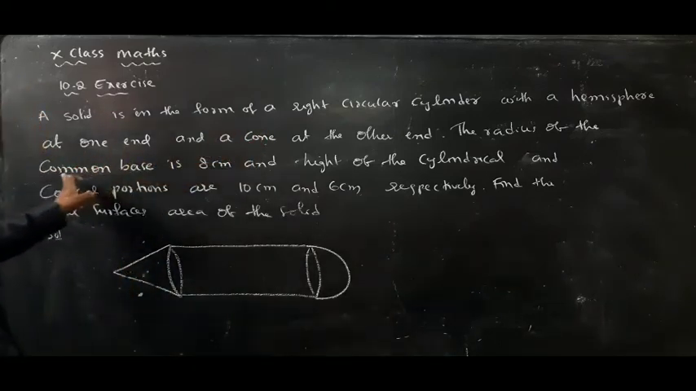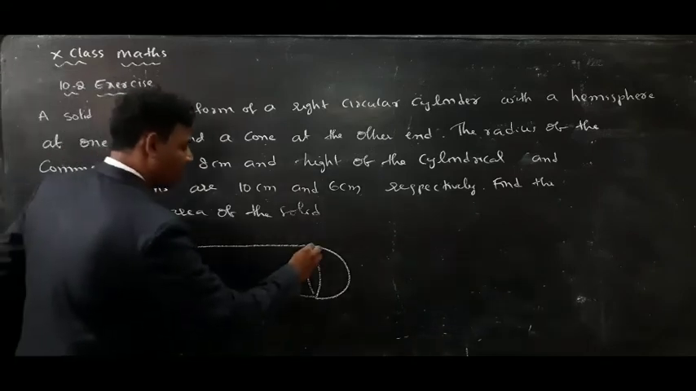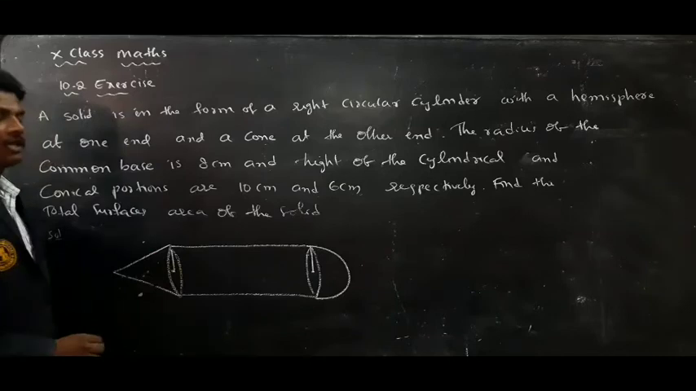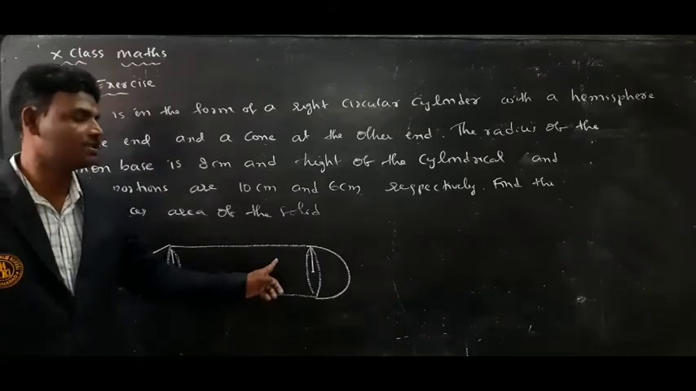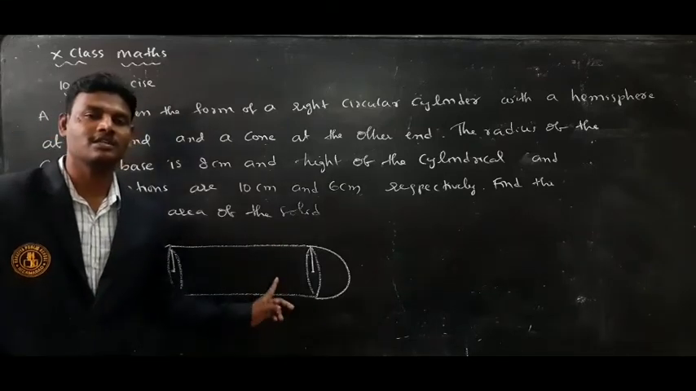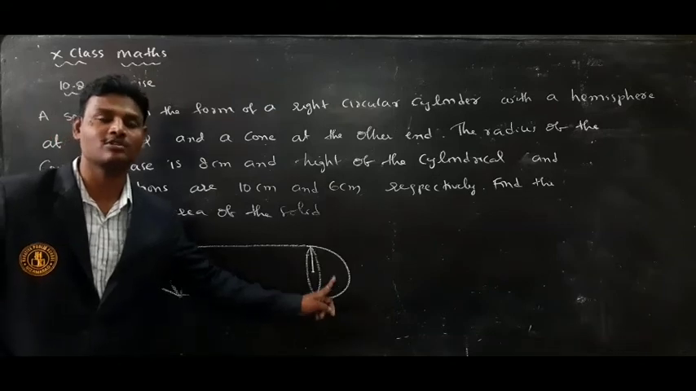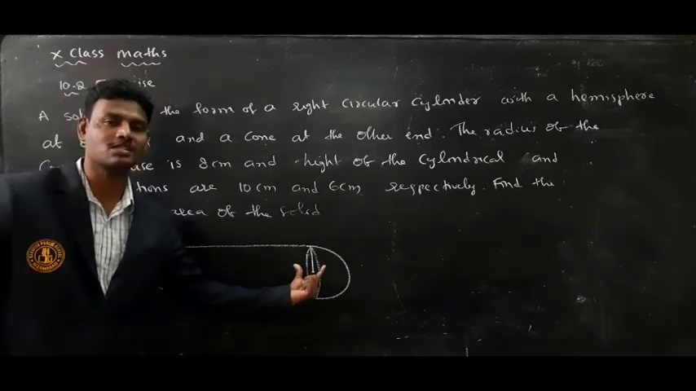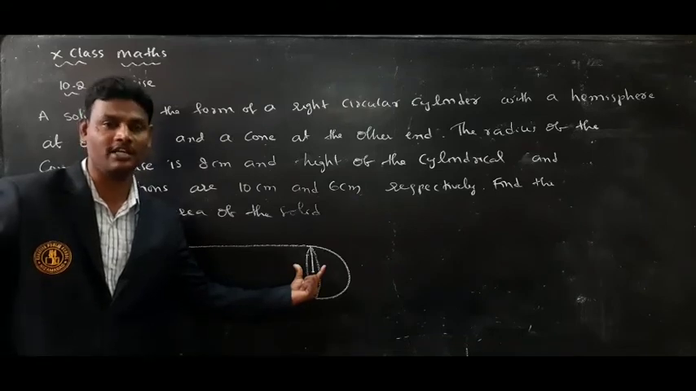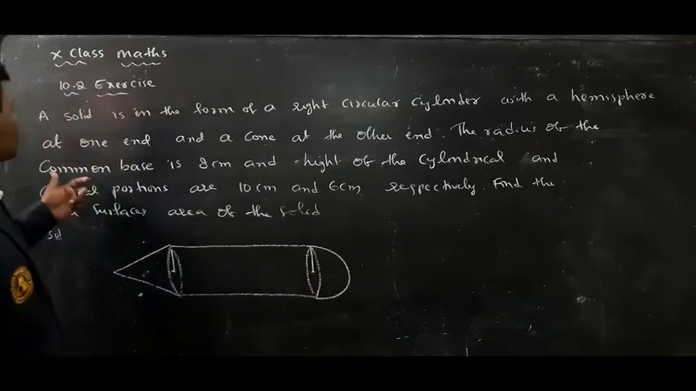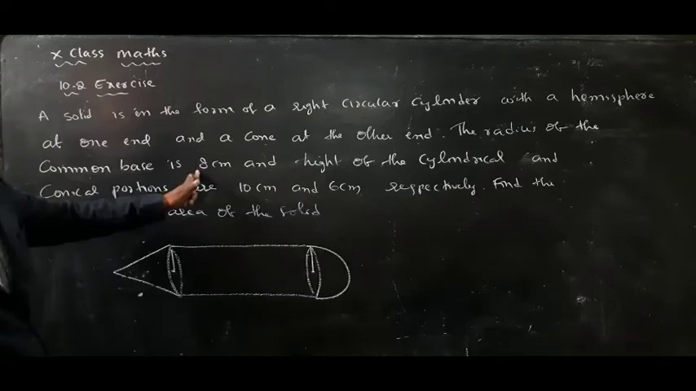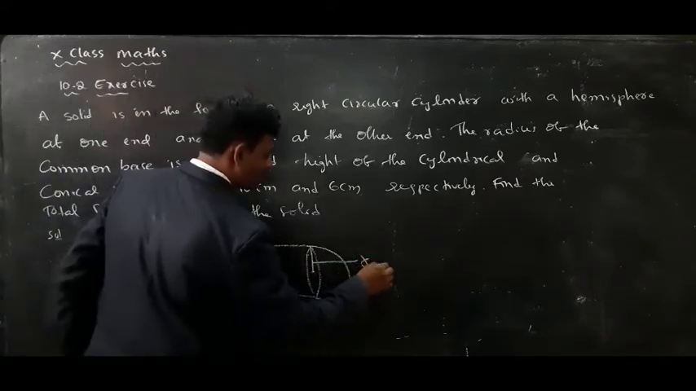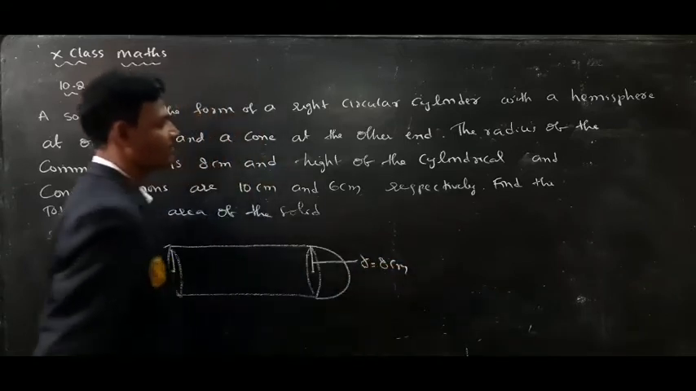The radius of the common base means that it is the radius of the cylinder, the radius of the hemisphere, and also the radius of the cone. Why? Because the hemisphere and cone are attached to the two ends of the cylinder. What is the radius? The common base radius is 8 centimeters. So here R is equal to 8 centimeters.